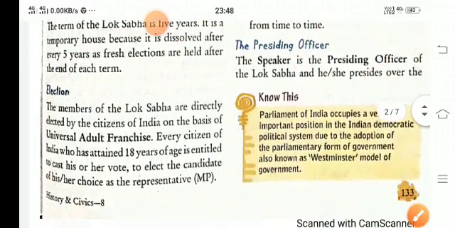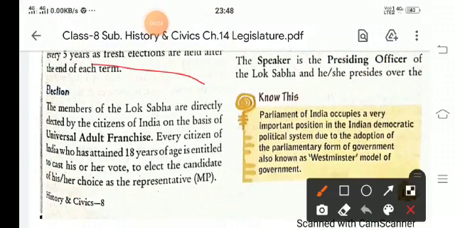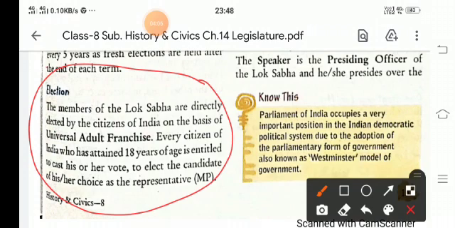Now how are the elections conducted? The members of the Lok Sabha are directly elected by the citizens of India on the basis of universal adult franchise. Now what is the meaning of universal adult franchise? This means that when you complete 18 years of age, you have a right to vote. You have a right to elect your own representative members in parliament.